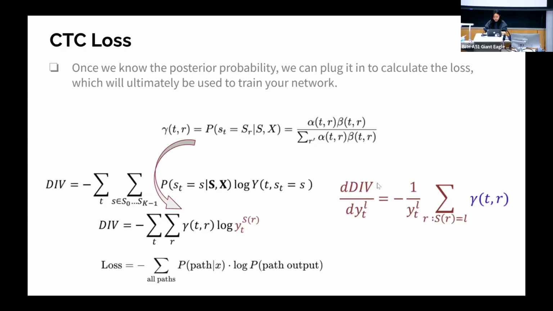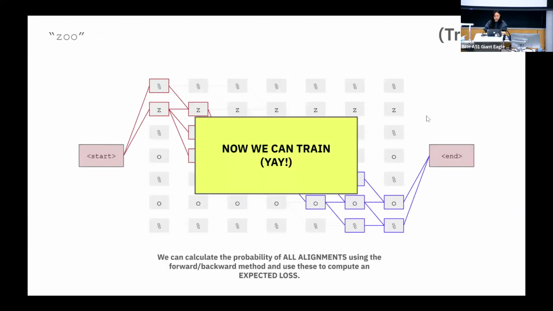The derivative on the right-hand side shows you how your loss value changes with respect to your yt. This is your model output at each time step. And this is what your model will use during backpropagation to update the gradients. So after we calculate this CTC loss, we can start training.